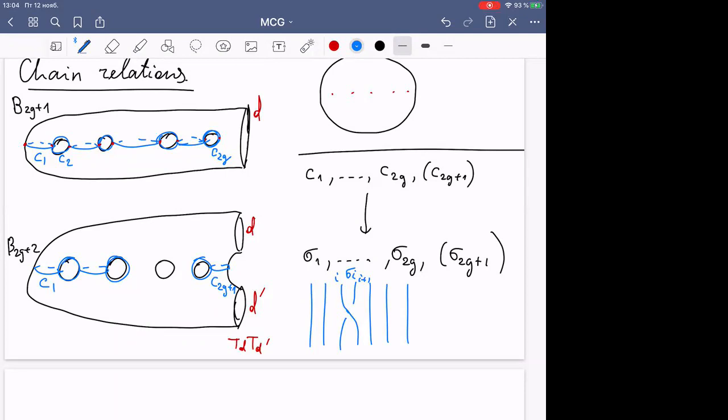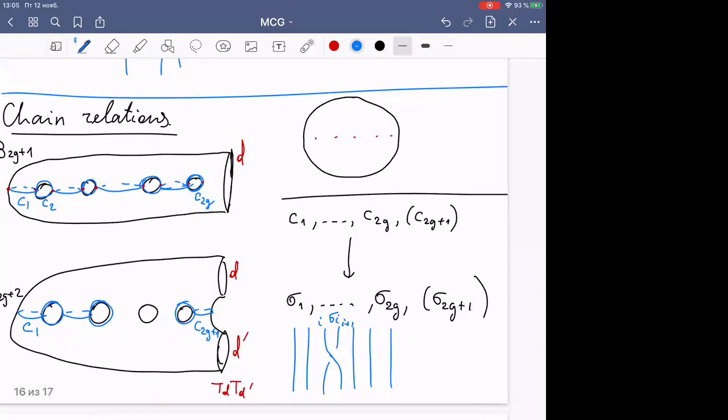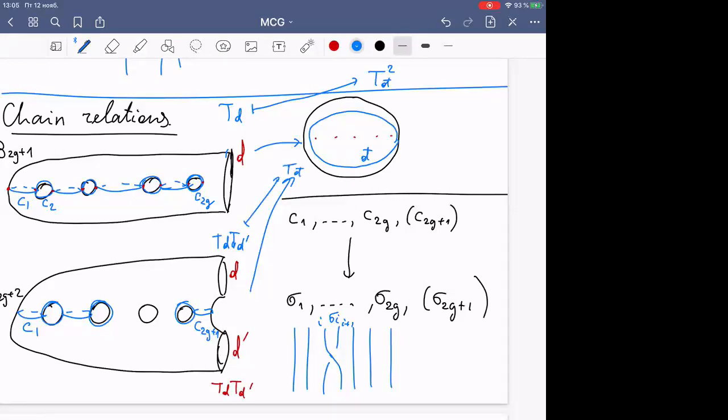Now, this D in the first case, actually in both cases, the corresponding image is just a circle. In this case, we look at the image of this separating simple closed curve D, and in the lower case, we look at the images of D and D prime. And in both cases, we can consider the boundary of the disk or any curve isotopic to it. So in the first case, T_D goes to T_D bar squared, and in the lower case, T_D prime goes to the Dehn twist about D bar.